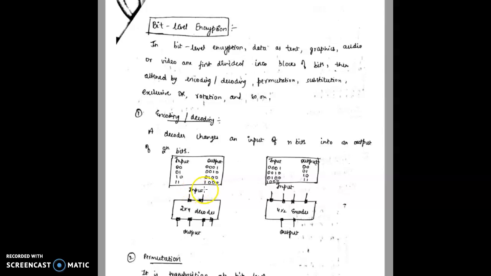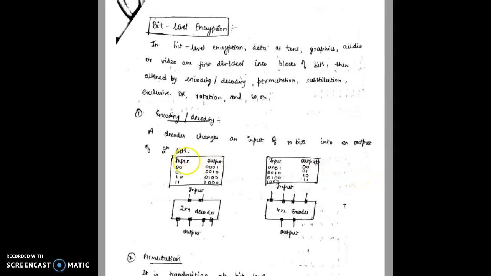If the inputs are 0, 0, output will be 0, 0, 0, 1. That means one of the output lines is active at this time. If 0, 1, 0, 0, 1, 0 will be the output. If 1, 0, 0, 1, 0, 0. So on, you have made a table for decoding. Reverse of this is encoder, 4 cross 2 encoder. If input is 2 to the power n, then n are the output lines. This is how encoding, decoding comes.